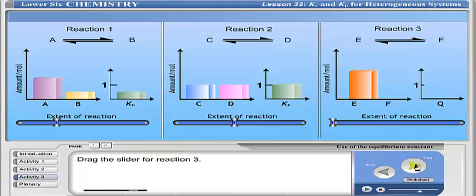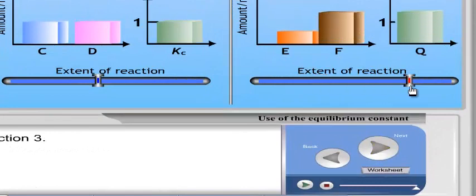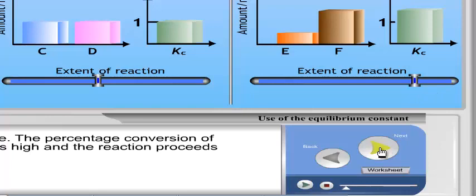Drag the slider for reaction 3. The value of Kc is large. The percentage conversion of reactants to products is high, and the reaction proceeds nearly to completion. Summary. The larger the value of the equilibrium constant Kc, the further the reaction proceeds to the right before reaching equilibrium state. Hence, more product is formed.